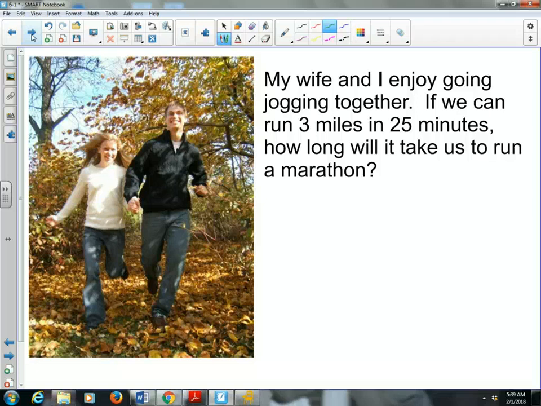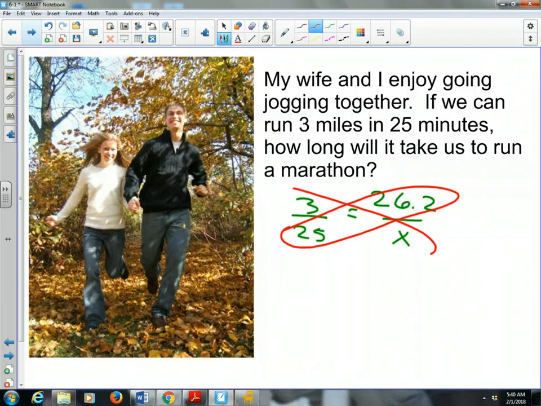Well, I could set up two equal fractions called a proportion. If I could run 3 miles in 25 minutes, that would be the same as how many minutes would it take for us to run a marathon? And a marathon is 26.2 miles. So 3 miles to 25 minutes, 26.2 miles into how many minutes? All right, let's solve this proportion. I'm curious, how long will it take me to run a marathon if I keep up this pace, which I probably wouldn't be able to?